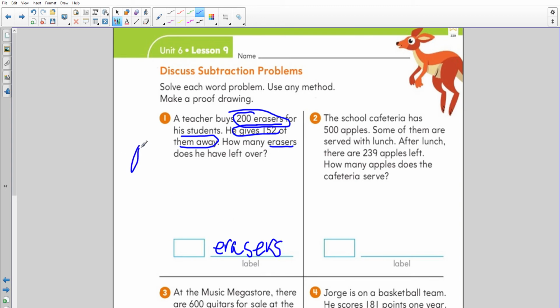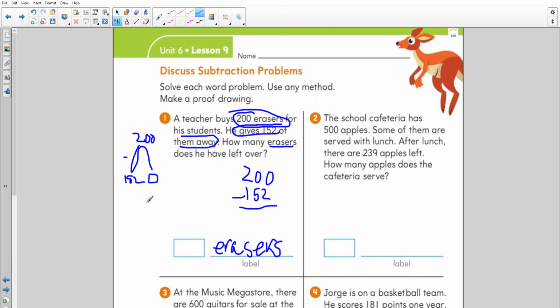So again, I'm going to make my handy dandy math mountain. I know I have 200 because the group is not going to be larger. One addend is 152, and I'm looking for the other one. Think of my teeter symbol and going down the math mountain. So I will then have my equation of 200 minus 152.